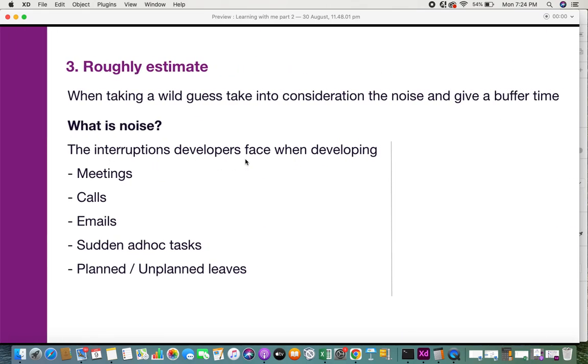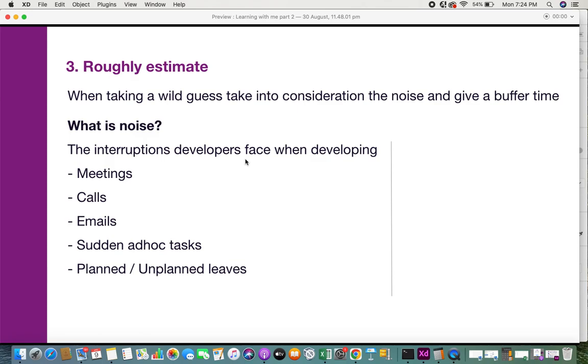And the third one is to roughly estimate. When you don't have time to even run a sample iteration, and you don't have historic data, you're only left to give a rough estimate. At that time, you need to do it logically and practically. You just cannot come up with a number.